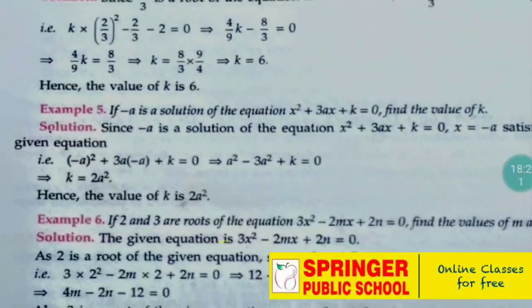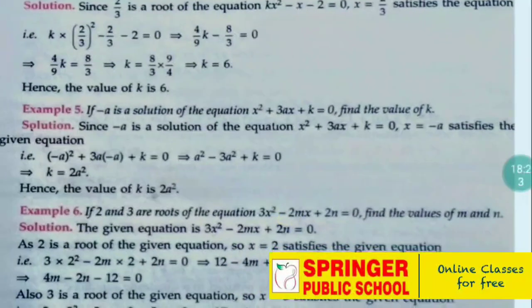Now let us see the question. Students, if minus a is a solution of the given equation x square plus 3ax plus k is equal to 0, find the value of k. Again, the question is of the same type. What we have to do, in place of x, we have to put minus a. So see, we have put minus a in place of x, x square minus a whole square, 3a into x, that is minus a, plus k is equal to 0.